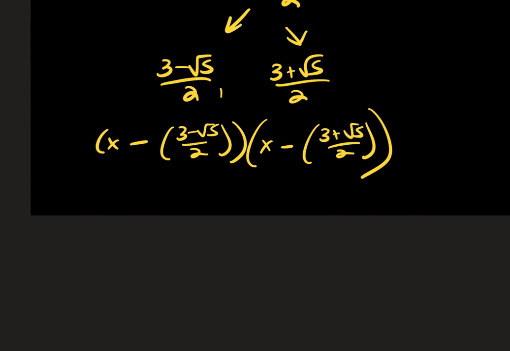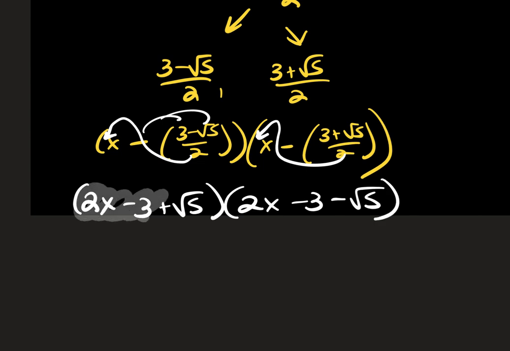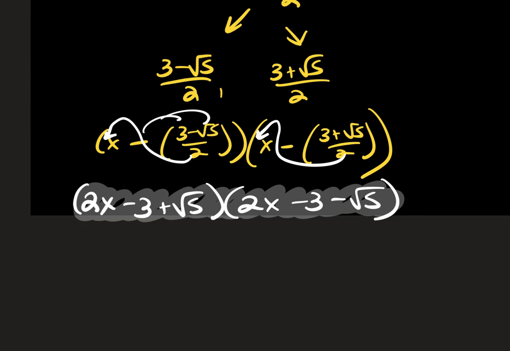So to get rid of that 2, I'm actually just going to multiply it by the x. So I end up with 2x. And now I'm going to distribute this negative to both of these. Minus 3 plus root 5. And then 2x minus 3 minus root 5. And this is how you write it as a product of linear factors. So you can't have any fractions. You just multiply the variable by whatever's in the bottom to get rid of that fraction. And no parentheses should be in there. So we're going to distribute that minus to both those terms.